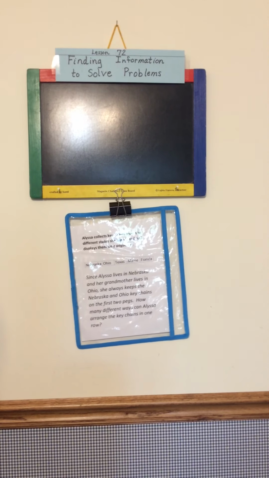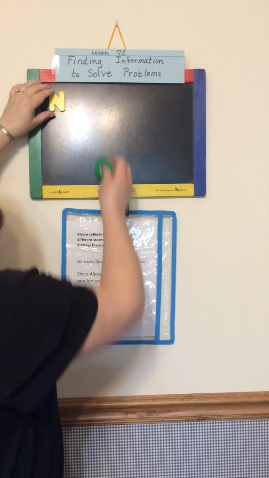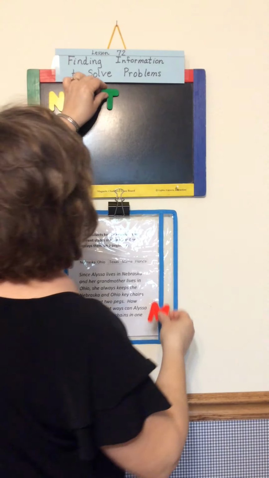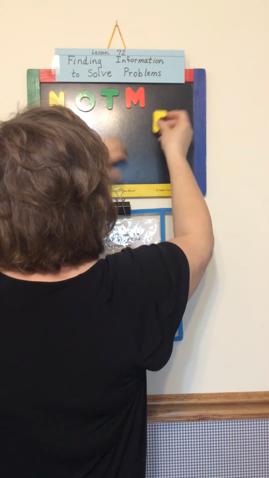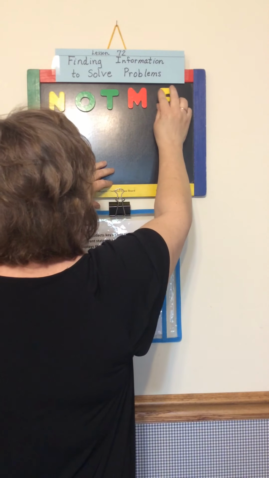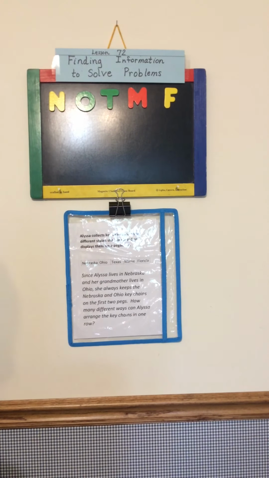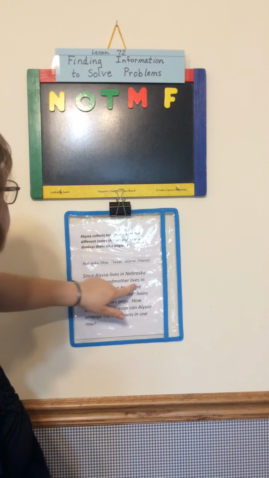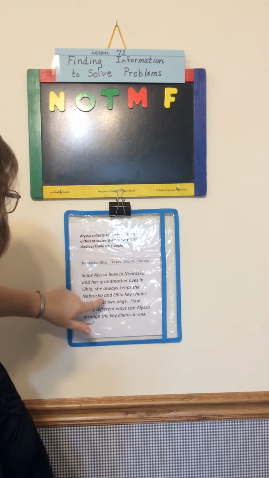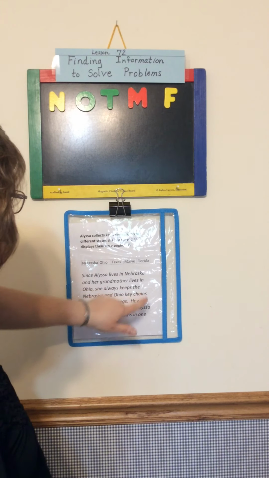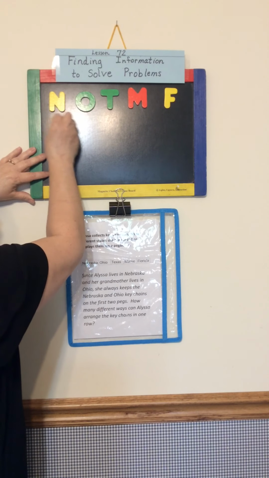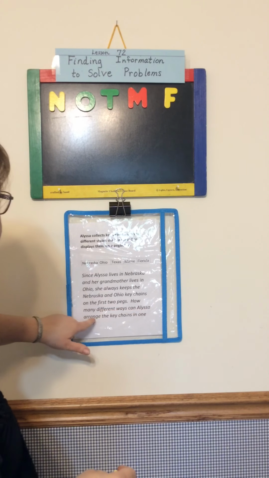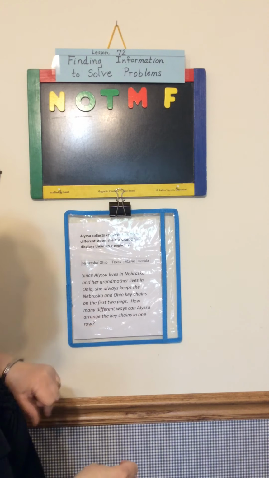So I have some fun little magnets that have the first letter in each of those states. Nebraska, Ohio, Texas, Maine, and Florida. Right up there. And then it says, since Alyssa lives in Nebraska, so Alyssa lives here, and her grandma lives in Ohio, she always keeps Nebraska and Ohio keychains on the first two pegs. Always. So these two never change. How many different ways can Alyssa arrange the keychains in one row?